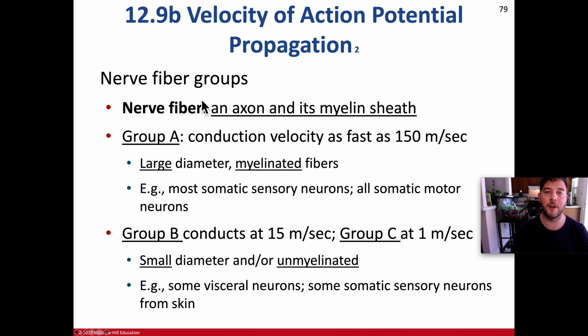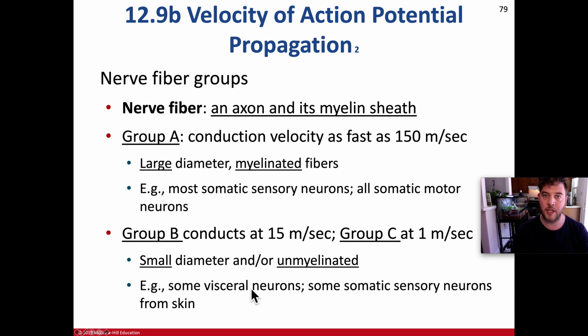Okay, so nerve fiber groups. Not all nerves are going to conduct the same way. So a nerve fiber is an axon and its myelin sheath. Group A are large and myelinated, and they conduct very fast. Most of these are going to be your somatic sensory and somatic motor neurons. Whereas Group B and Group C conduct a lot slower. They're small and/or unmyelinated.